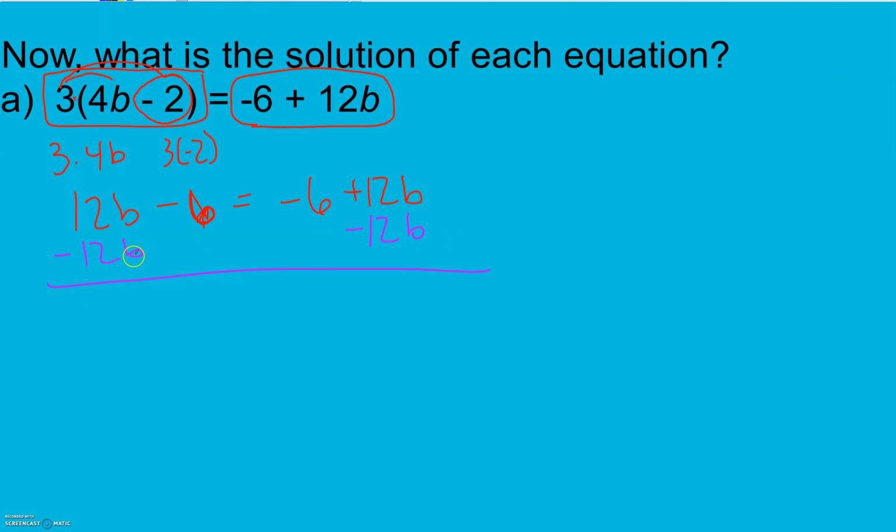Whatever I do to one side, I still do to both. 12 minus 12 is 0, and 12 minus 12 is 0. I have negative 6 equals negative 6. This is true. Both sides are identical, so we call it an identity, and we say that there's infinitely many solutions.